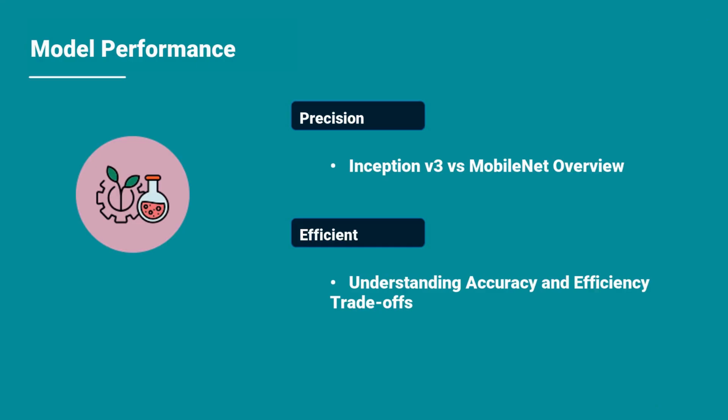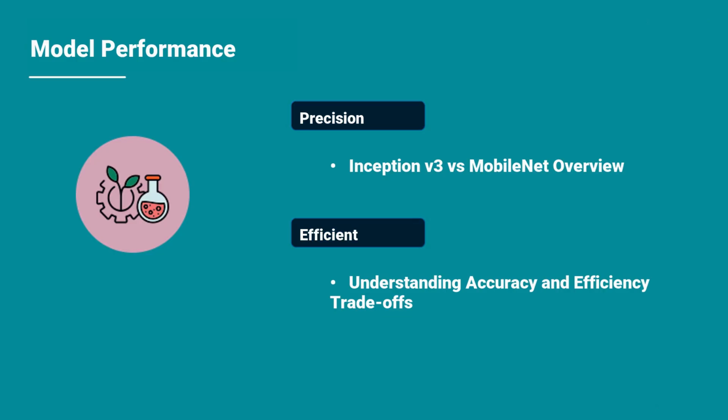So, Inception v3, this is a widely used deep learning model, right? It's known for its high accuracy, but here's the catch: it comes with a hefty computational price. Now, when we compare that to Mobilenet, which was specifically designed for mobile and edge devices, we see that Inception v3 requires a lot more processing power and memory. If your application really prioritizes high accuracy, especially in tasks like image classification, then Inception v3 might be your go-to model. But be prepared for some longer inference times and a more substantial memory footprint.